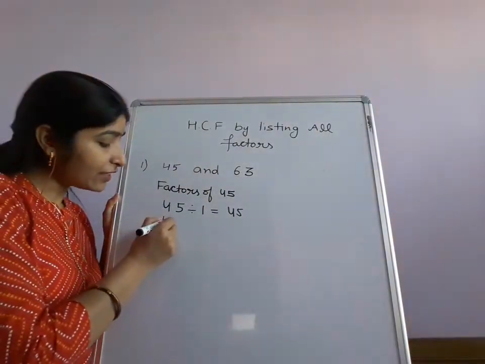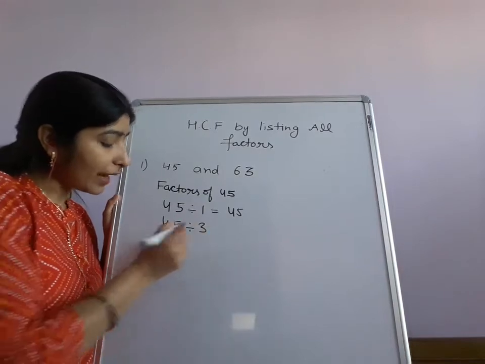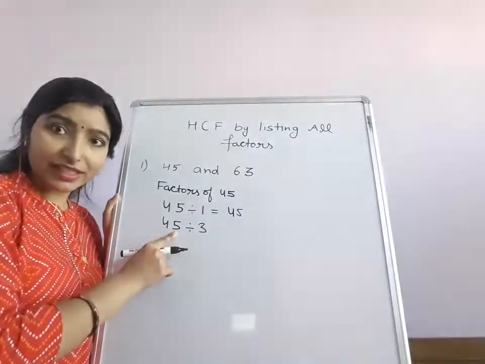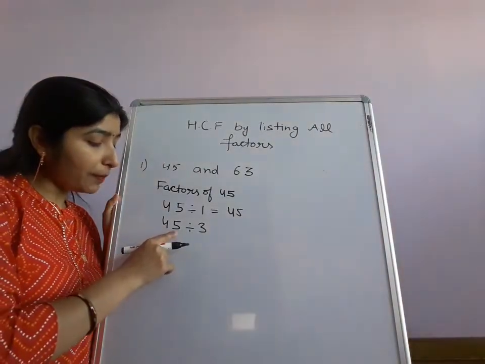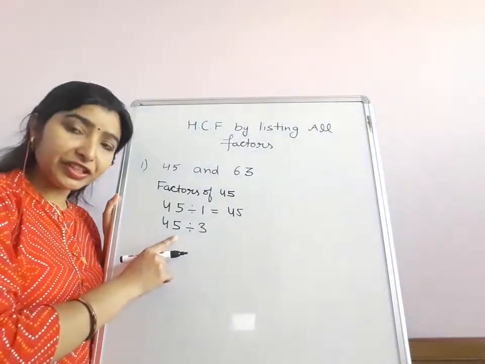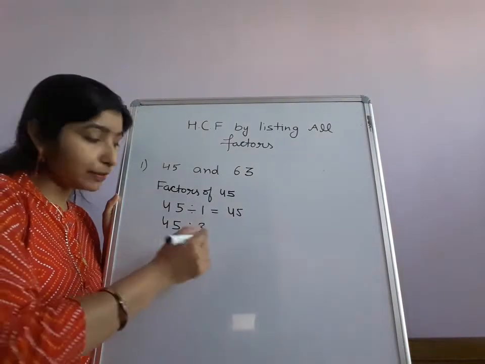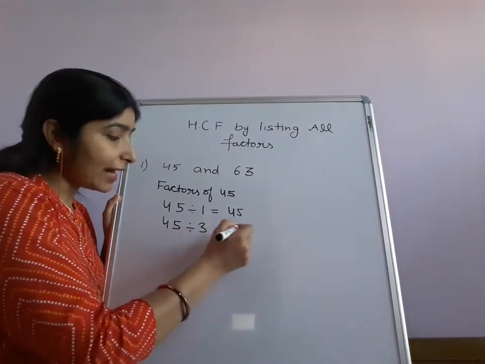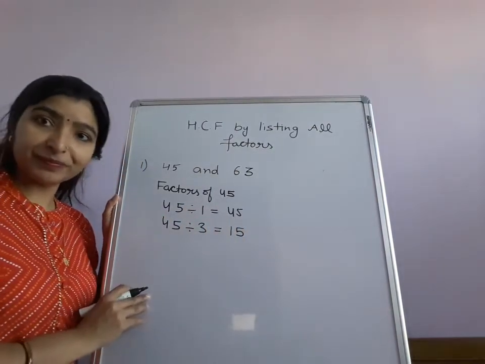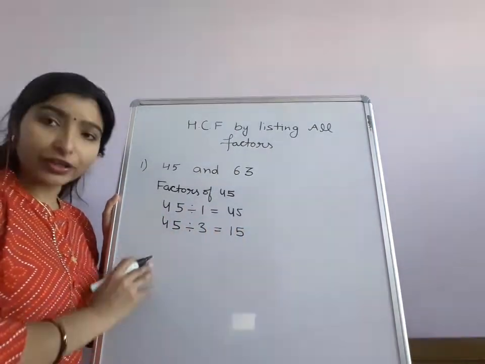So 45 is divisible by 3 also. Why? Because 4 plus 5 is 9. We will check the divisibility rule of 3. 4 plus 5 is 9 and 9 will come in the 3 table. So 45 is also divisible by 3. 3 ones are 3, 1 is left, and 3 fives are 15. Okay, 15 threes are 45.